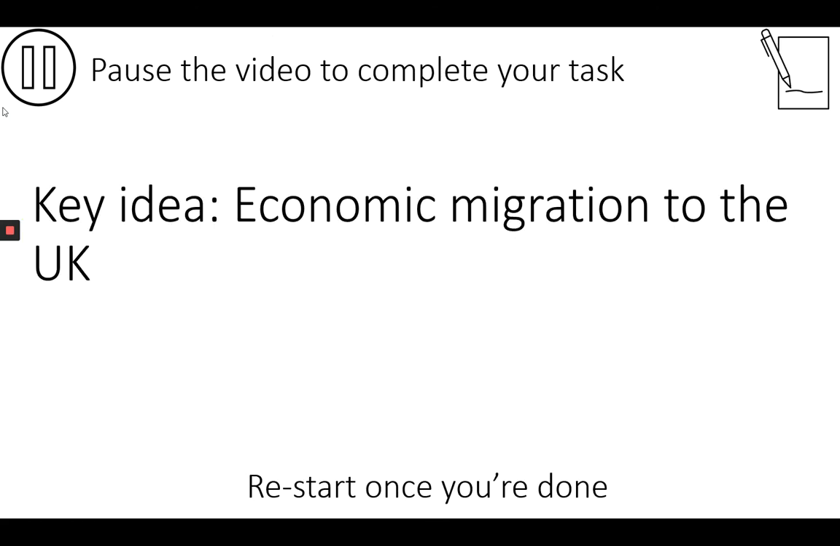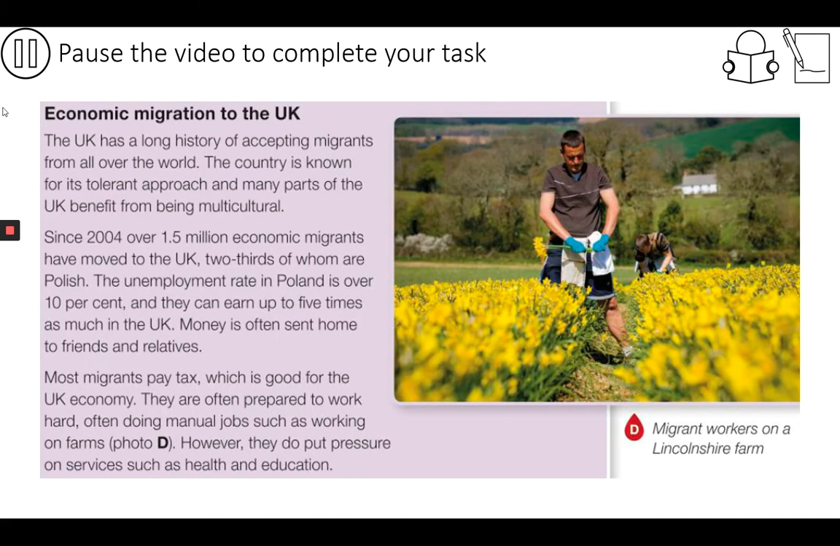Press pause whilst you add the third and final key idea, economic migration to the UK. Economic migration to the UK has been a huge story in the news in recent years and was heavily linked to the Brexit process. As geographers, we need to be keeping ourselves up to date on such matters. Press pause to have a read of the extract, making revision notes as you go through it. When you're ready to attempt activity 4, resume the video.